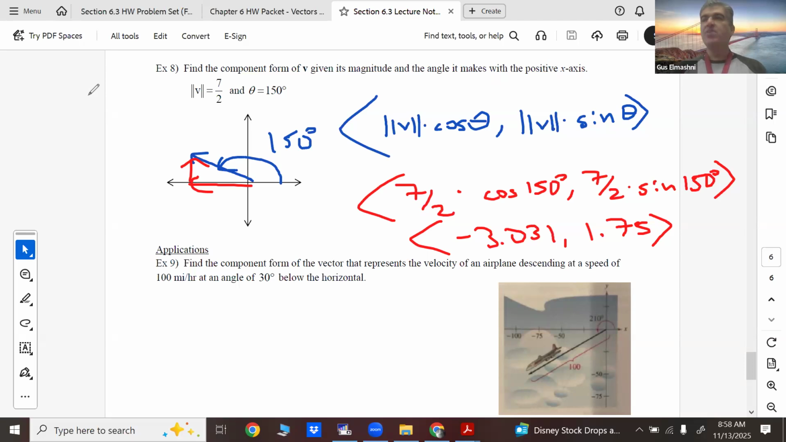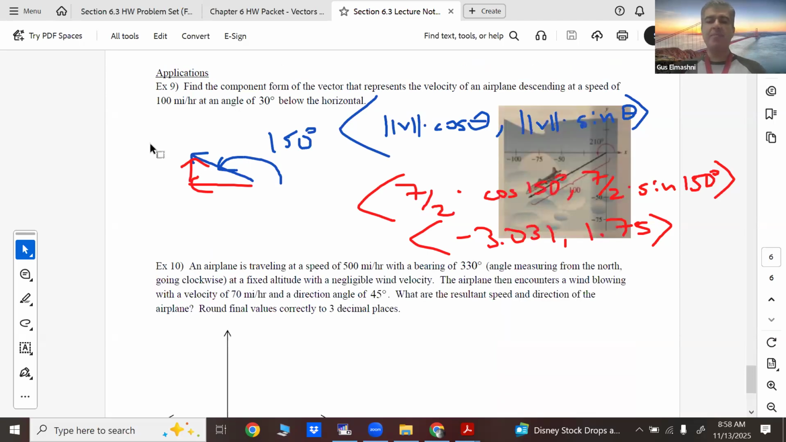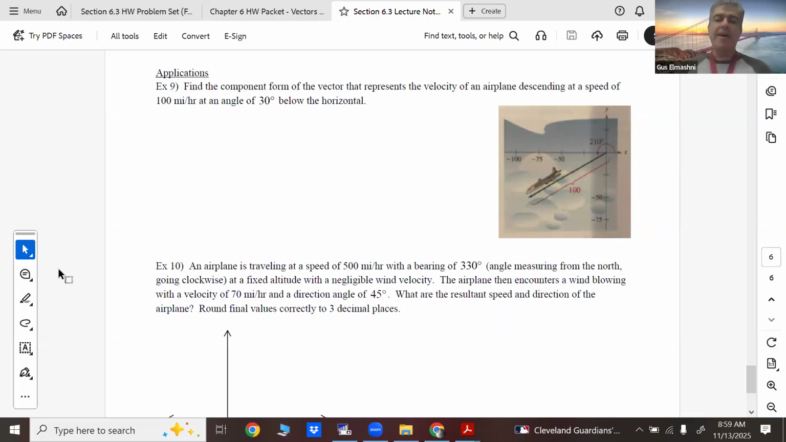All right. So we're okay with that? Last two problems and we're done. And guys, if you want time to work on homework, let me get through this, okay? Now, example 9 is just like example 8, just we're replacing this vector with an airplane. So the airplane's taking a nosedive, I guess. It's descending at 100 miles per hour.